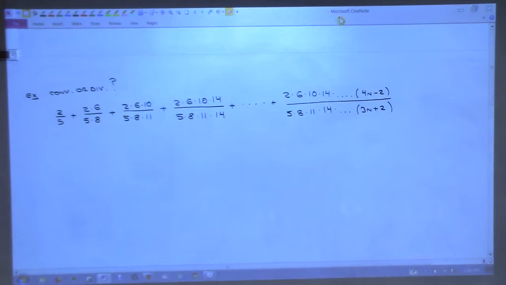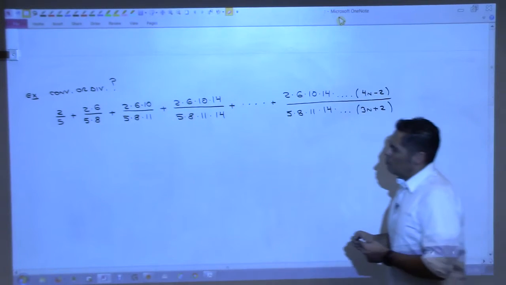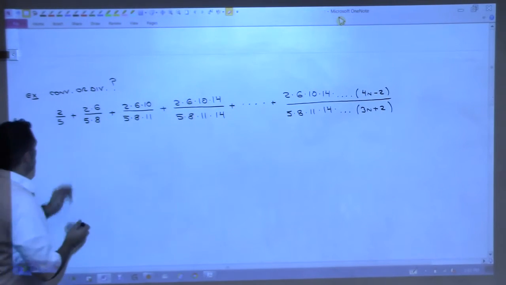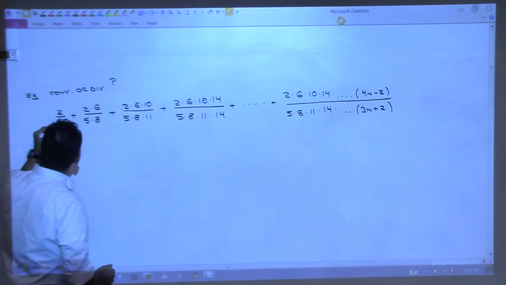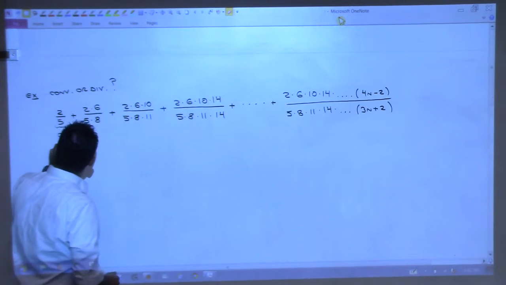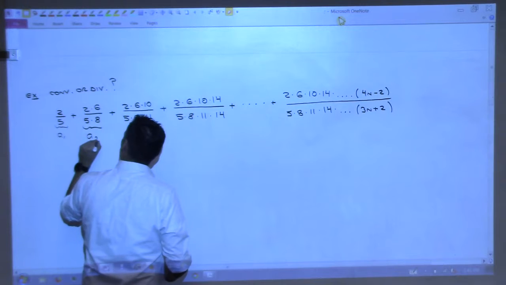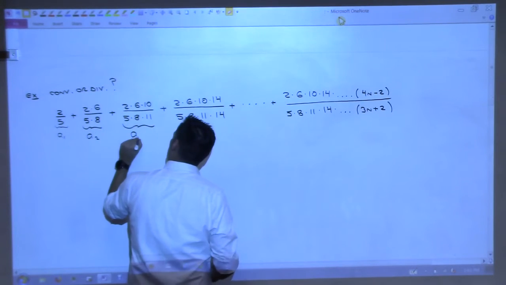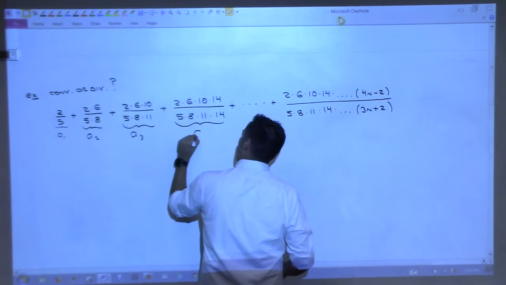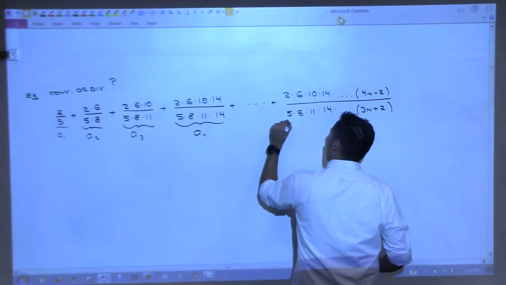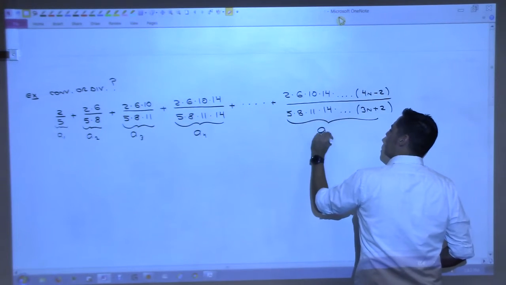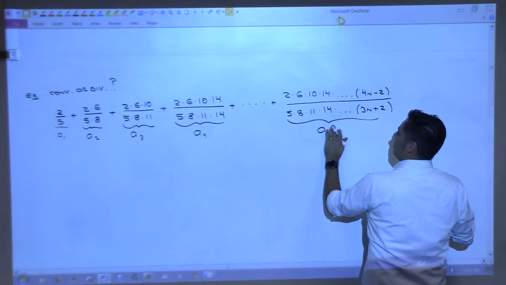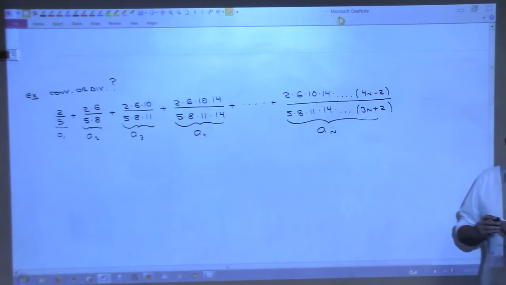Let's see if we can understand what's happening. We're starting out the first part, so this is a sub 1. This is a sub 2. This is a sub 3. This is a sub 4. And then this right here is a sub n. Do you all understand this?